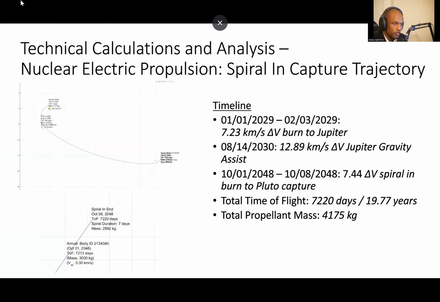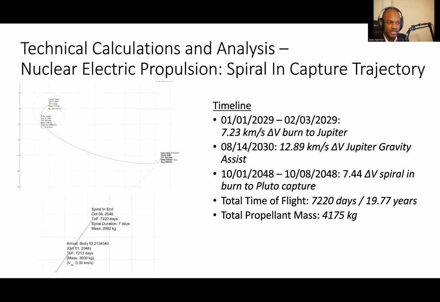For the spiral in maneuver, from Earth to Jupiter, it takes 590 days and uses 15 kilograms of fuel. And the departing C3 is 105.3 kilometers squared per second squared. For the flyby of Jupiter, the V infinity is 10.82 kilometers per second, but that could be increased if we decrease the maximum flyby altitude.